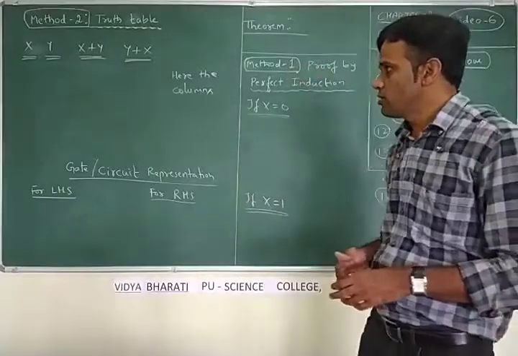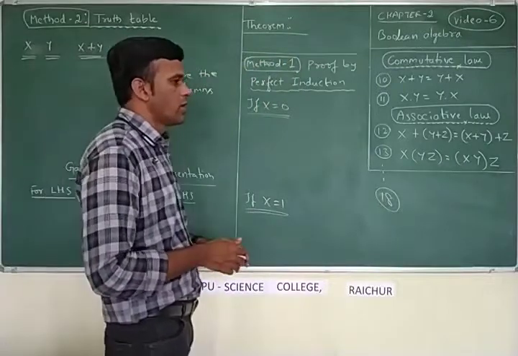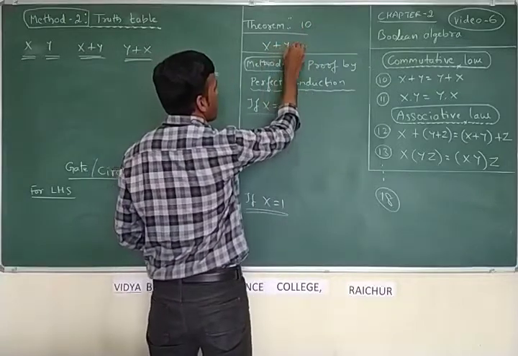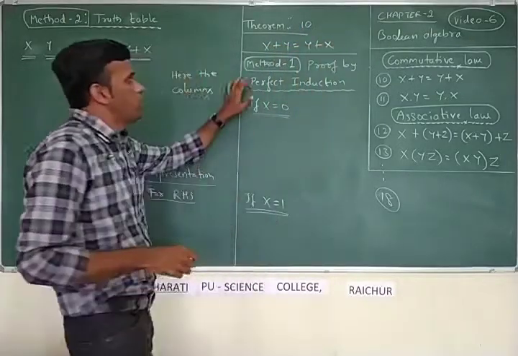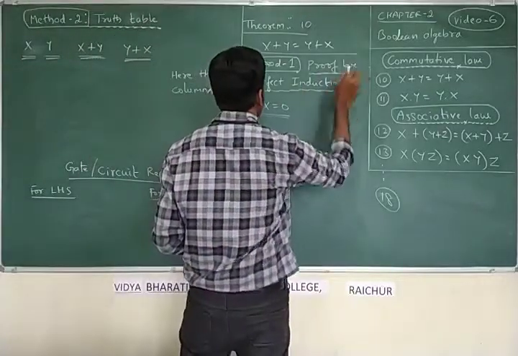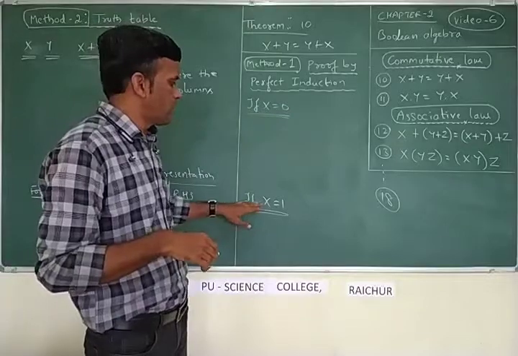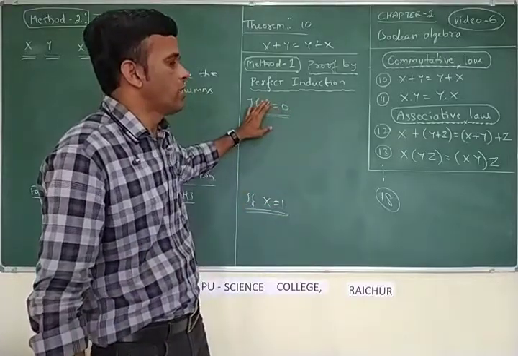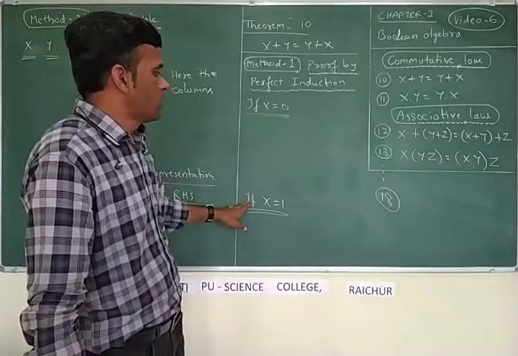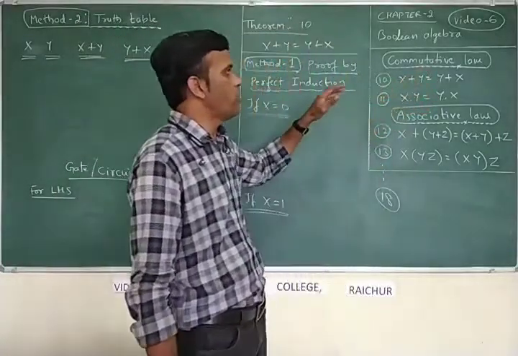Let me take up the first one, the 10th one. There it is x plus y equals y plus x. So number 10, the statement is x plus y equals y plus x. Method 1, perfect induction. Let's continue. Consider first x equals 0, then we will say x equals 1. It is not necessary that you take the variable x only. Instead of x equals 0 one time and x equals 1 another time, you can take the variable y also. So you take any one variable.